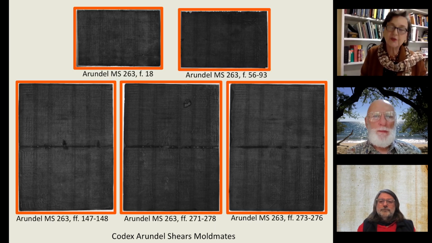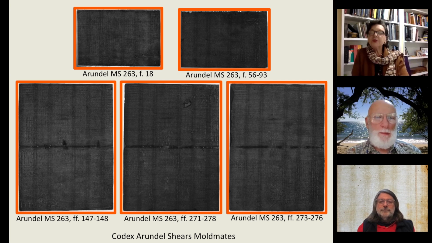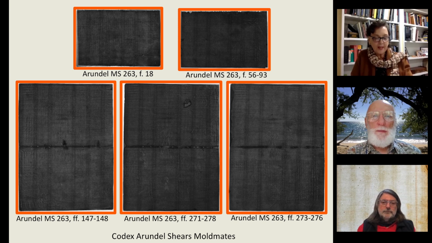As for the Shears watermarked papers found inserted in this first section of the 30 pages, it's a moldmate to 4 found elsewhere in the manuscript, as seen here. To the right of folio 18 in the upper left, which is the one found inserted in pages 1 through 30, is another half sheet, a second half sheet. And both of these are moldmates with the 3 full sheets found below.